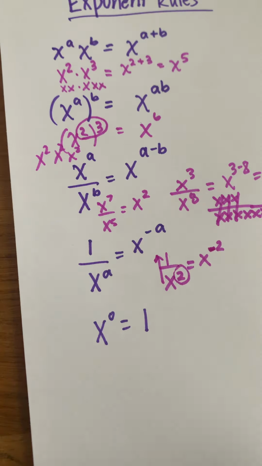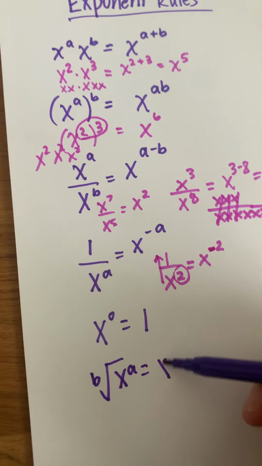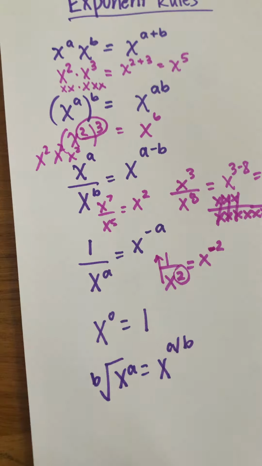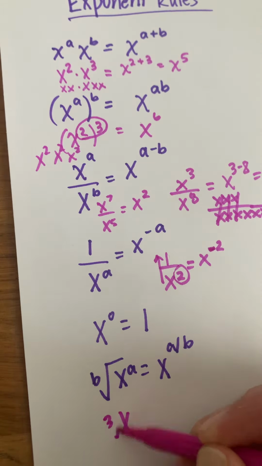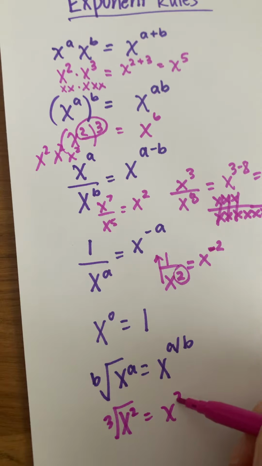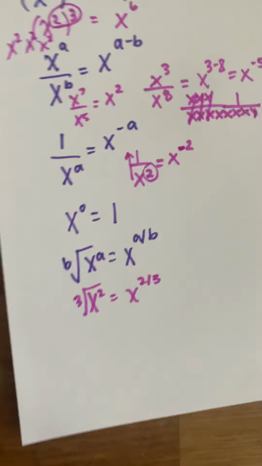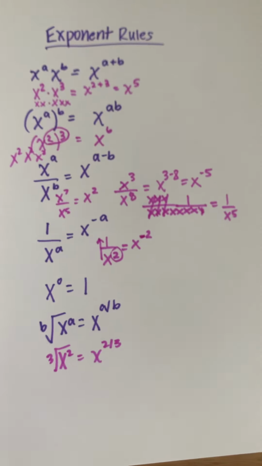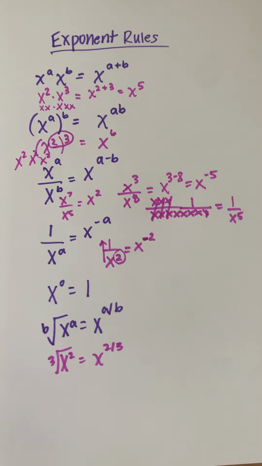Oh, and that other one I didn't go over is the b root of x to the a, which is x to the a over b. So like if I have the cube root of x squared, that's x to the 2 thirds. So again, this will be key when we go to take derivatives and antiderivatives. It's really important that you know your exponent rules.